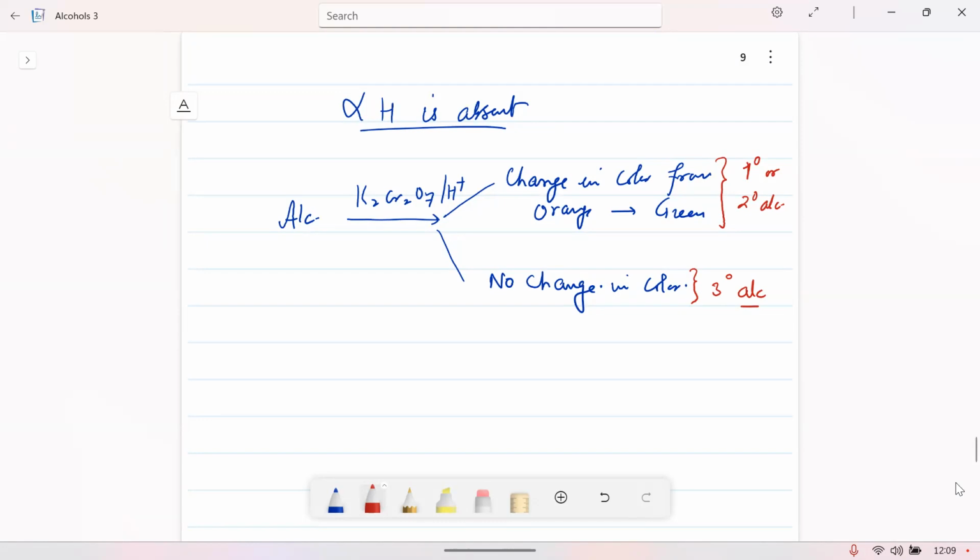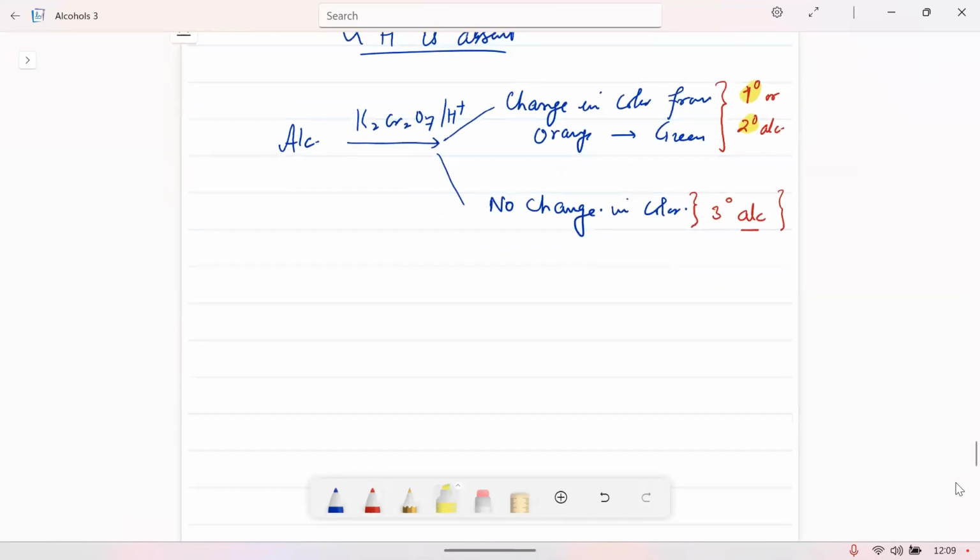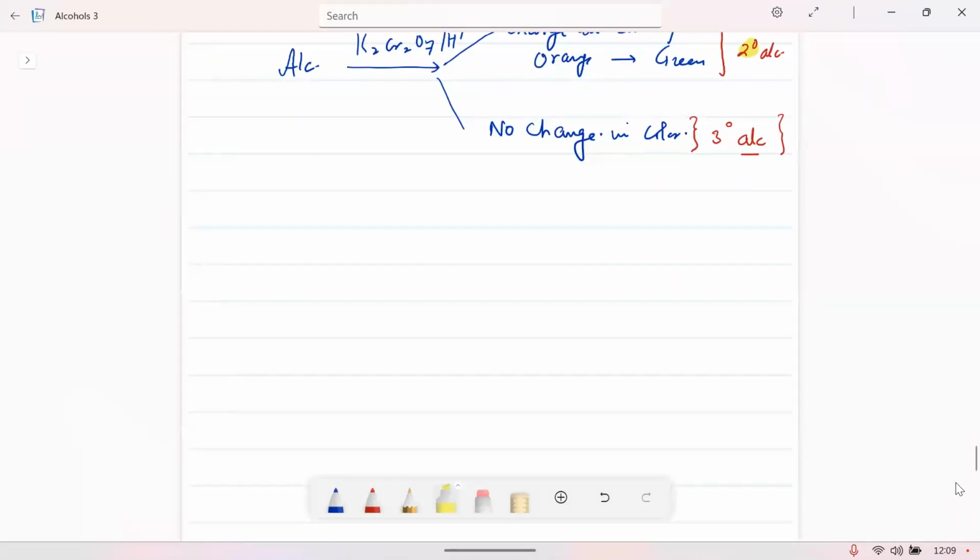So let us say we were able to differentiate out that it is tertiary, but I still need to figure out whether it is primary or secondary. So when you oxidize the alcohol, because there was a change in color from orange to green, I know it is either the primary or the secondary, but I don't know which it is.